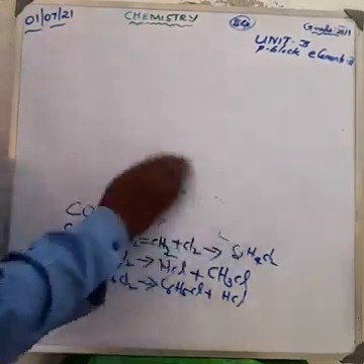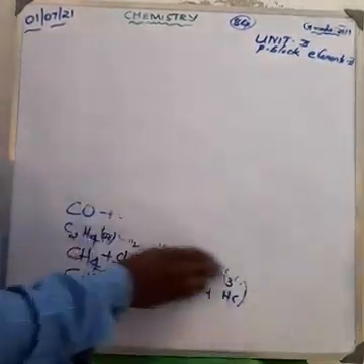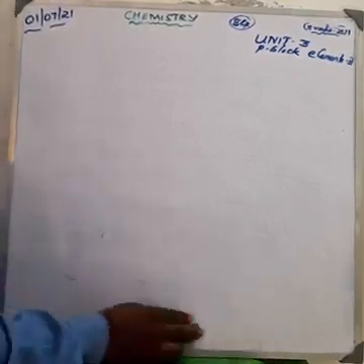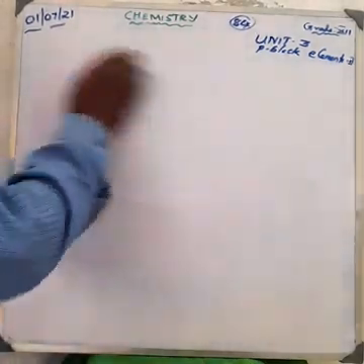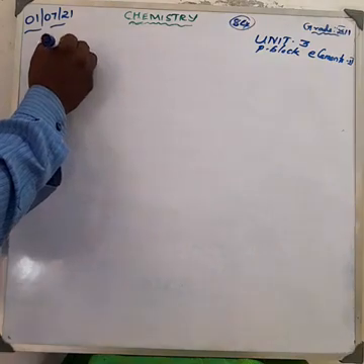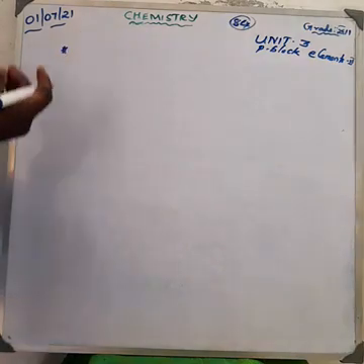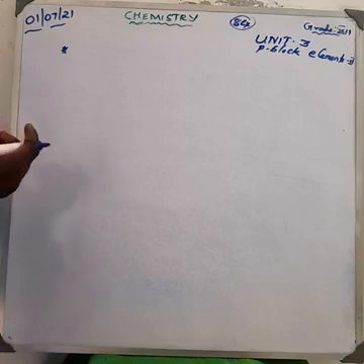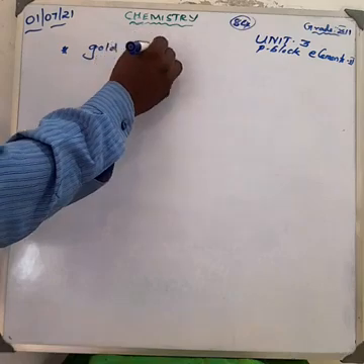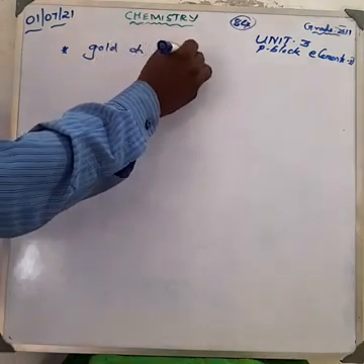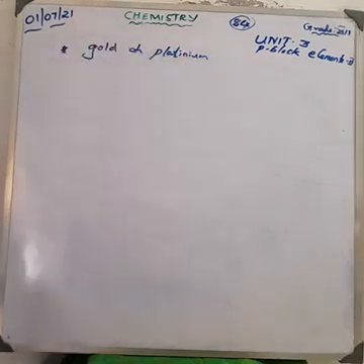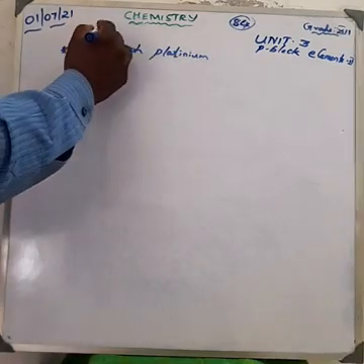Next we will discuss the uses of chlorine. What are the uses of chlorine? One of the main uses is in the purification of drinking water. Then the bleaching of cotton textiles, paper and also rayon. Third is the extraction of gold and platinum. These are some areas we discuss.